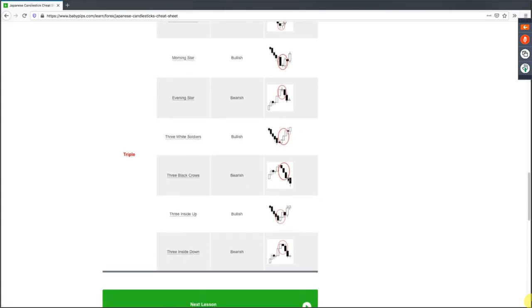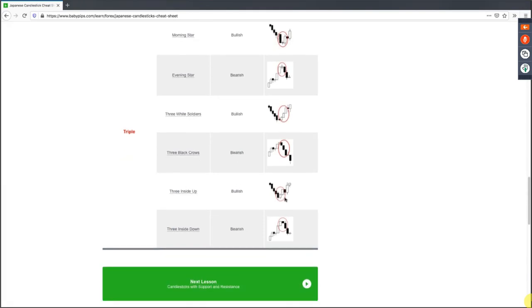Three black crows, it's the opposite. You're talking about a reversal or bearish trend where prices are pushing lower, and this is represented by strong bearish pressure. So that's for three black crows and three white soldiers. These are the more common ones that were not covered.